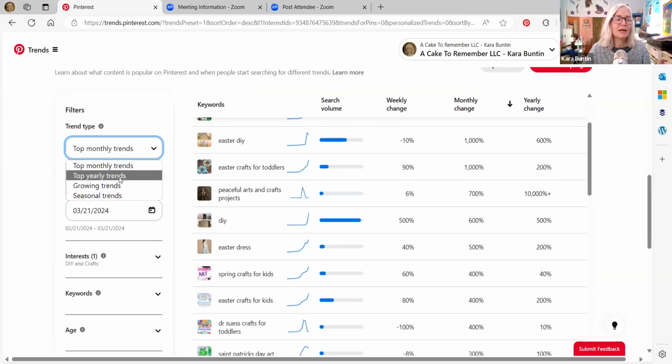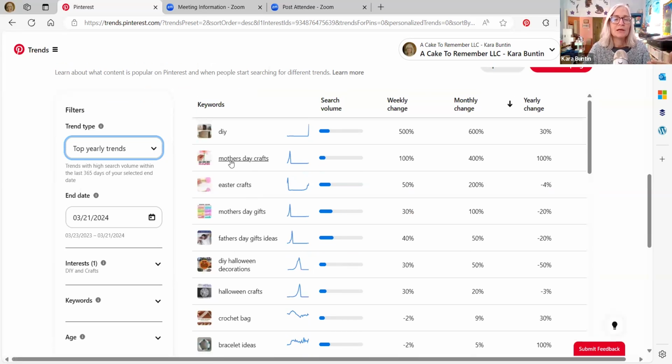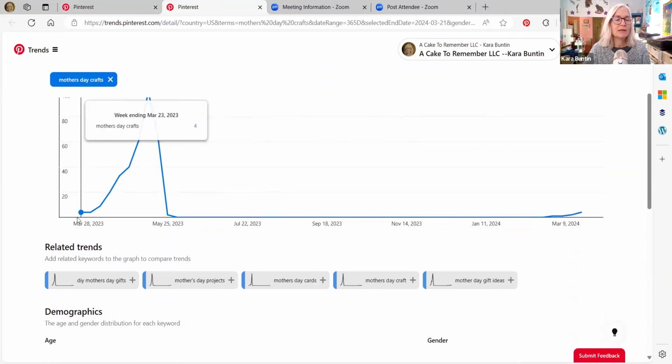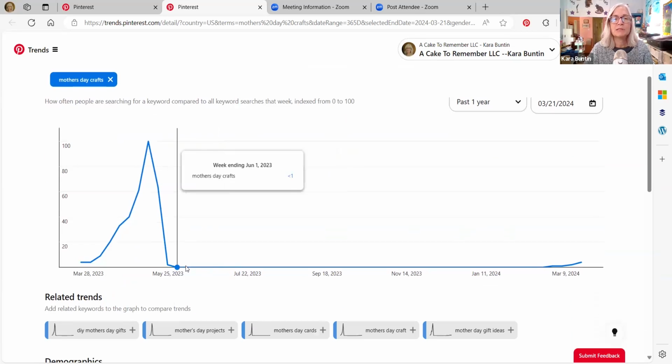Another thing you can do here, I like looking at the yearly trends just to see how stable things are. And you can see, like here on Mother's Day crafts, here's the spike. This is the chart, Mother's Day crafts. This is probably going to spike in May. Yeah, see, March, it's starting to go up. Okay, so Mother's Day crafts, I would think would be crafts that people are making with little kids to give to their mothers. So again, if you have craft kits for kids, then that might be good. But you can see that that's a seasonal trend.